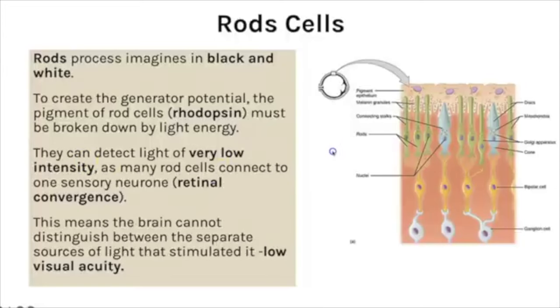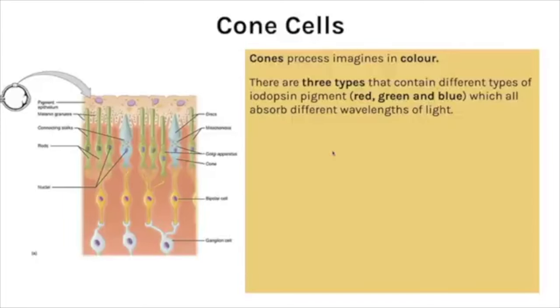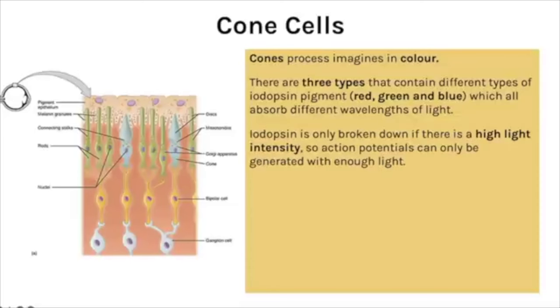Now, the other type of cell that is a photoreceptor is the cone cells. And there are three types of cone cells, and each one contains a different type of iodopsin pigment. There's one that is for red, green, and the last one blue. And they all absorb slightly different wavelengths of light. And we don't just see red, green, and blue in our vision, but depending on the proportion of red cone cells or green or blue cone cells that are detecting a stimulus, that will give the different colours, not just red, green, and blue. Now, iodopsin is only broken down if there is a high light intensity.